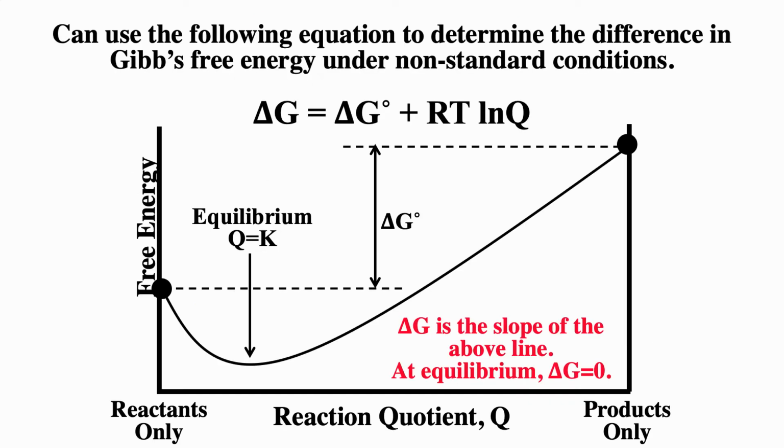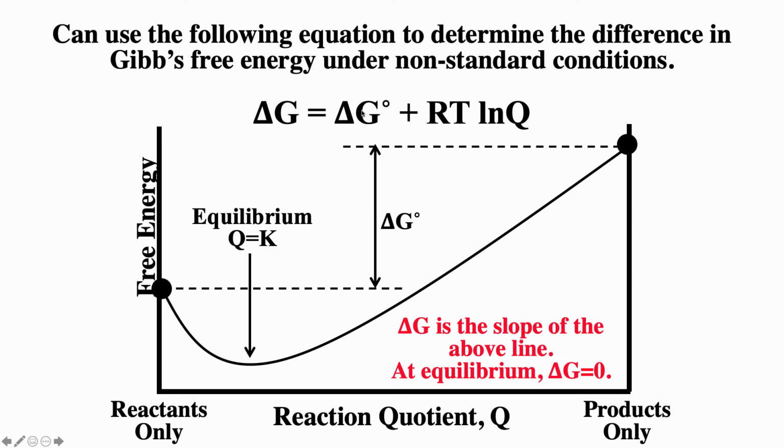Now, I really like these graphs. I think they're really helpful in representing chemical systems. Now, we've talked about delta G naught. That's the standard change in Gibbs free energy. That's pure products minus pure reactants. And so that's this distance here. Delta G is the slope of the line. And so delta G changes as the reaction proceeds. Now, because it's the slope of the line, when you get to equilibrium, the slope is 0, and so delta G is 0 at equilibrium.